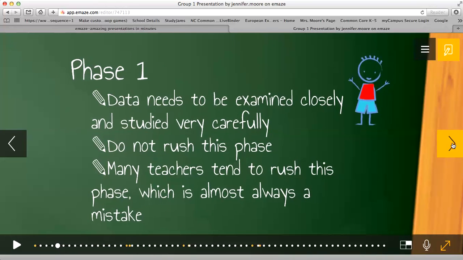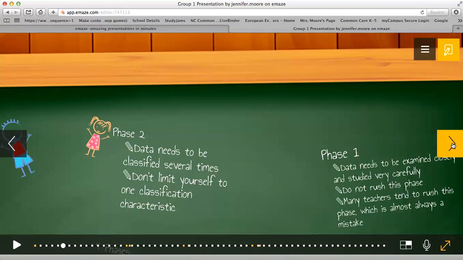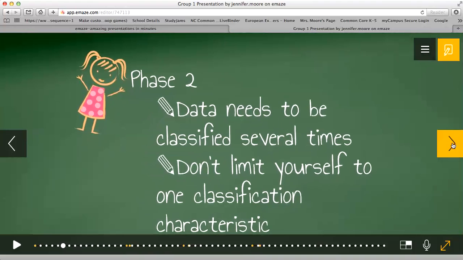During phase 1, data needs to be examined closely and studied very carefully. Do not rush this phase. Many teachers tend to rush this phase, which is almost always a mistake. Phase 2, data needs to be classified several times. Don't limit yourself to one classification characteristic.